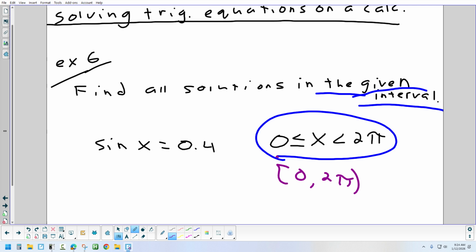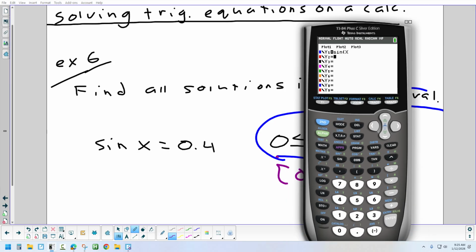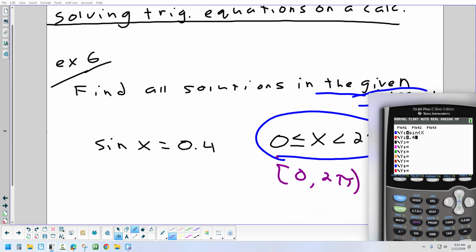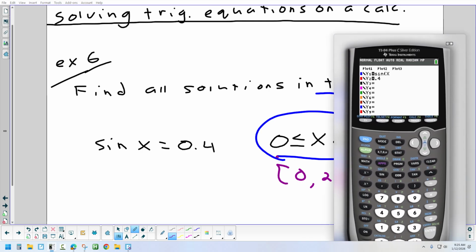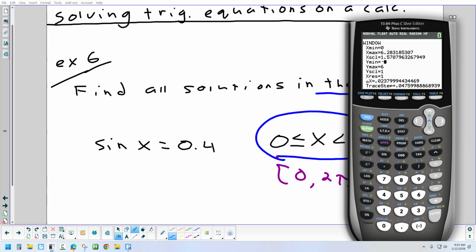All right, so now, let's graph this. We're going to put sine of x in y1. We're going to put 0.4 in y2. There you go. So sine of x, 0.4. They said to set the window from 0 to 2 pi. I'm all set, 0 to 2 pi. And because this only goes -1 to 1, I wouldn't worry about -6 to 6. Let's do -3 to 3.